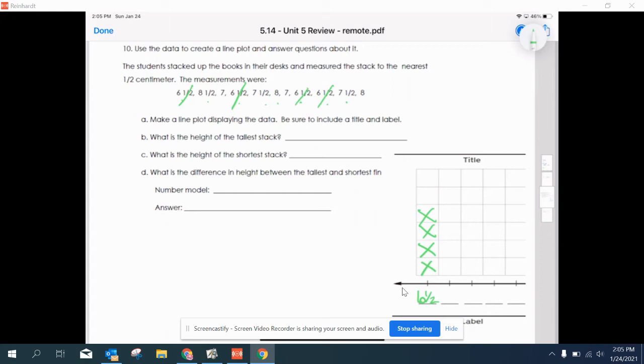I see a 7. So I'm going to make that my next one. And how many 7s do I have? There's 1 7, so I need 1 X. There's another 7. There's another X. I don't see any more. So I'm going to go on to my next number. After 7, it looks like I'm counting by halves, and I also measured to the nearest half centimeter, so it should be halves. After 7 comes 7 1/2.